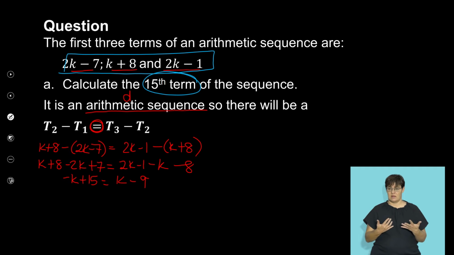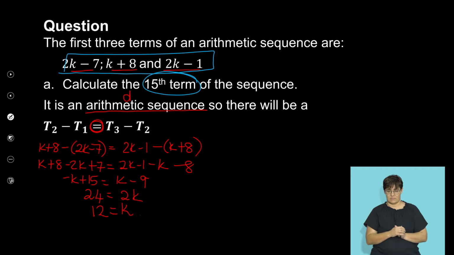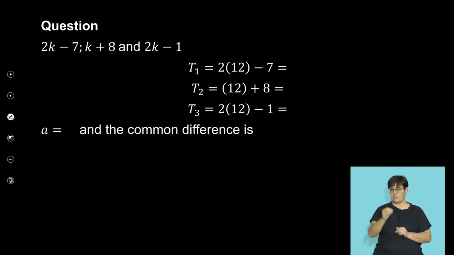Great. And then if I take my 9 across to the left-hand side, I'm going to have 24 is equal to 2k. And this means that 12 is the value of k. Great, so now that I know what k is, I can substitute that in to my first 3 terms to actually find the values of them.